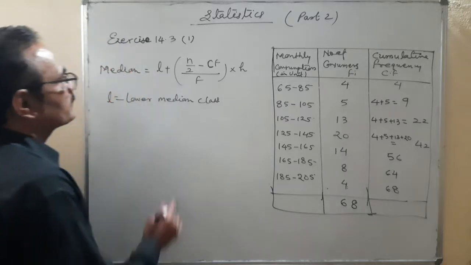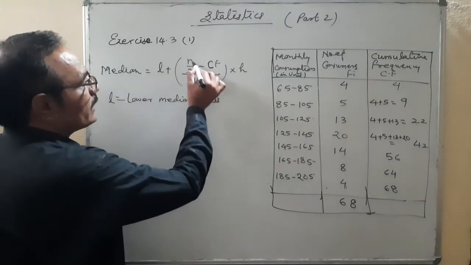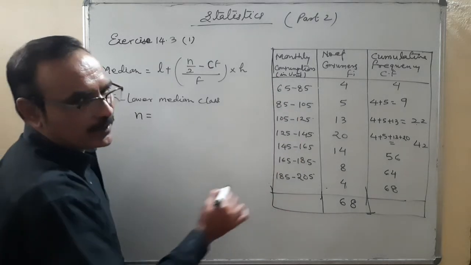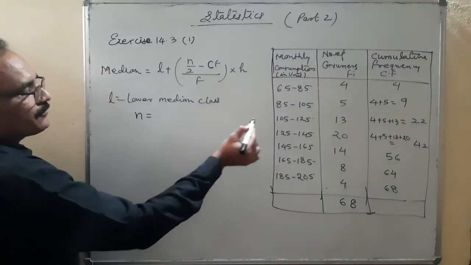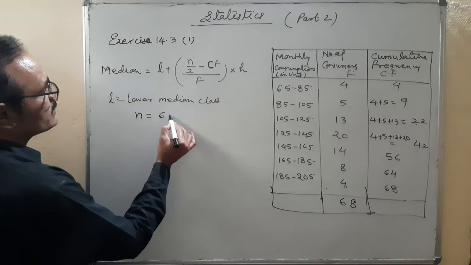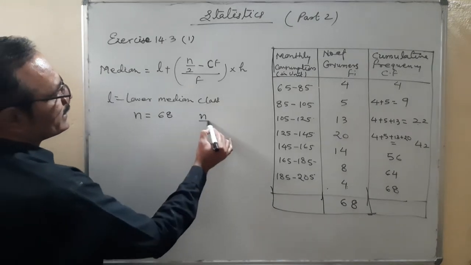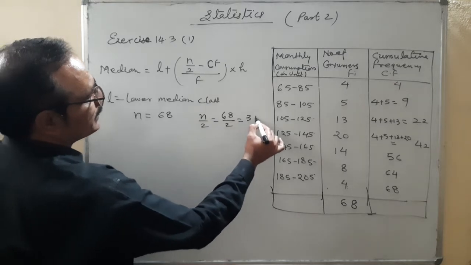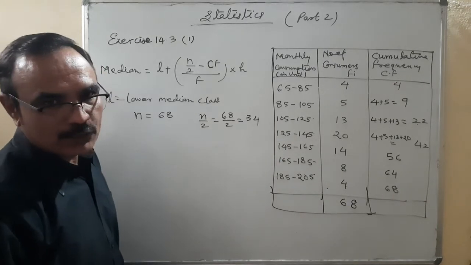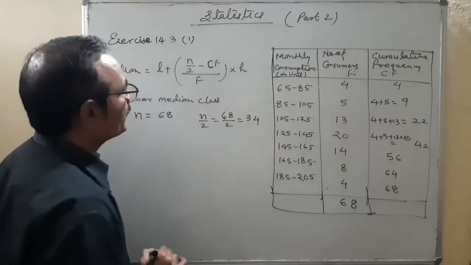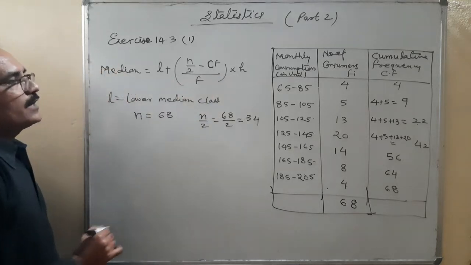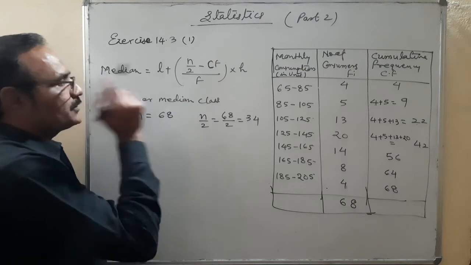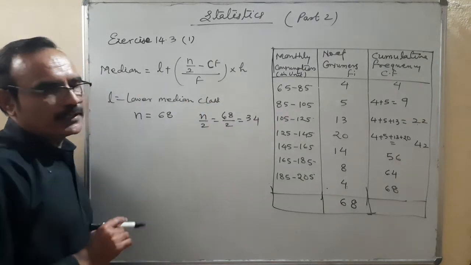Now we are finding n by 2. N is equal to sum of frequency, and sum of frequency is equal to 68. So what is n by 2? 68 upon 2, it is 34. 34 is the value of n by 2. Okay. Minus CF upon F multiplied by h. h, you are aware of that, h is the class width, 20.